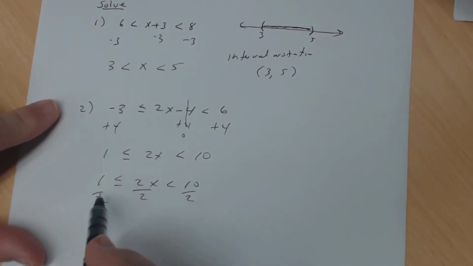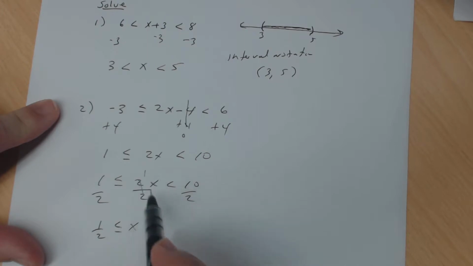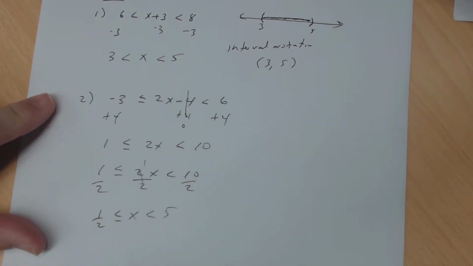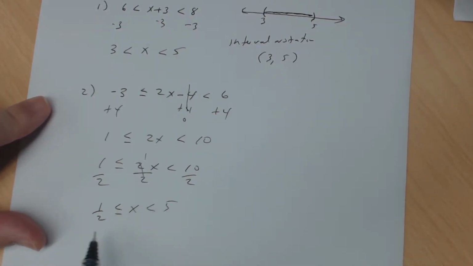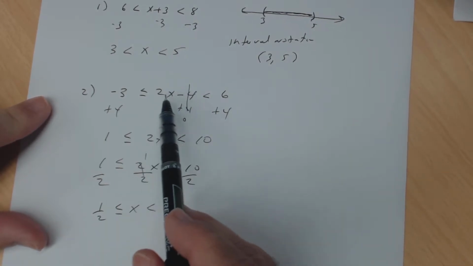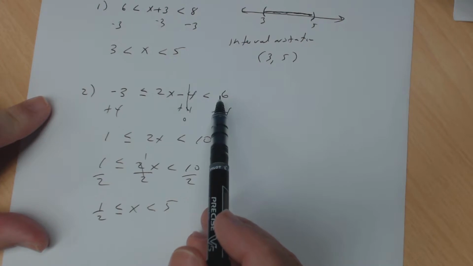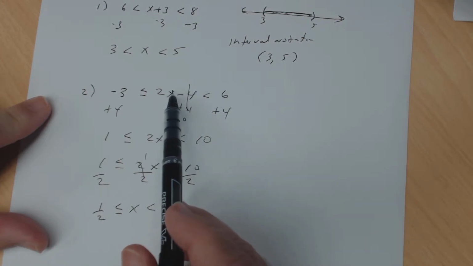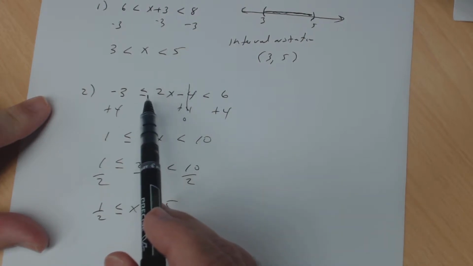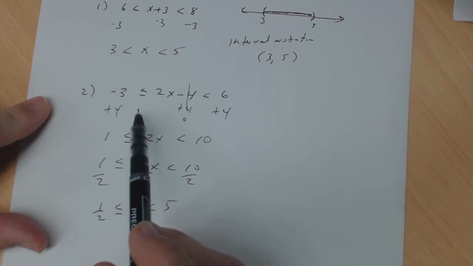So your solutions then would be any number between 1/2, including 1/2, and 5. So those are your solutions. So any number between 1/2 and 5. And you can check 1/2. If you go back to the original, 2 times 1/2 is 1. 1 minus 4 is a negative 3. And is negative 3 less than 6? The answer is yes. And at the same time, is negative 3 bigger than or equal to negative 3? Yes, it's equal to it.